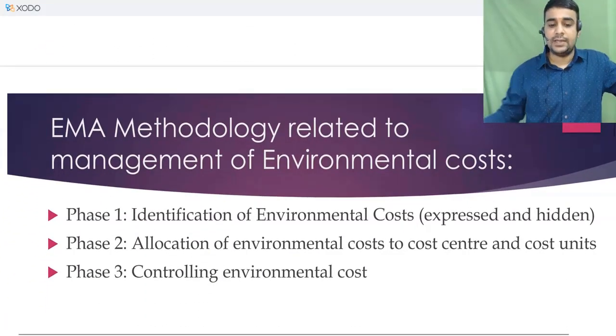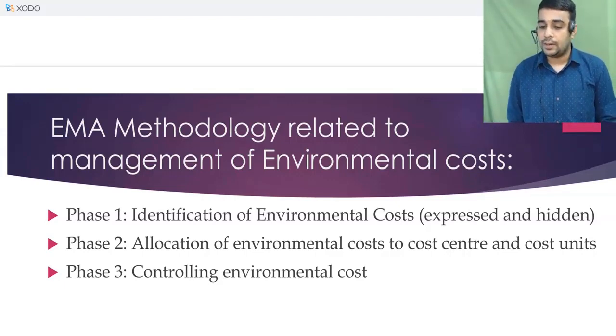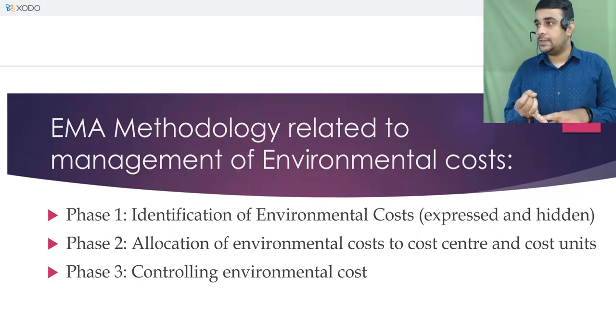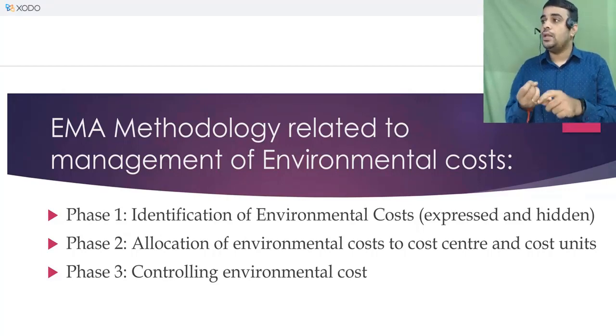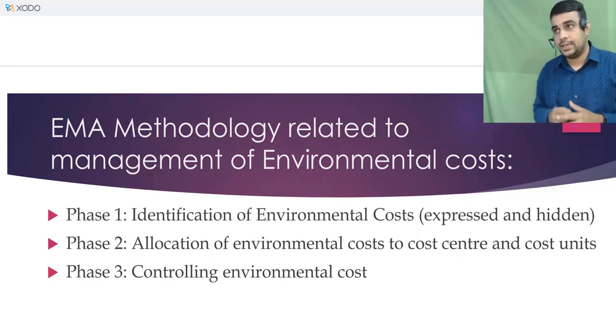Okay, this is what I was saying, that there are three stages. First stage is you will have to identify the environmental cost. There are certain direct environmental costs like energy, certain raw materials, transportation. All these are direct costs. Water is also one of the environmental costs. Consumables could be one of them. Certain costs could be hidden.